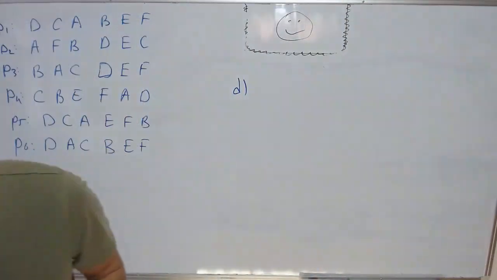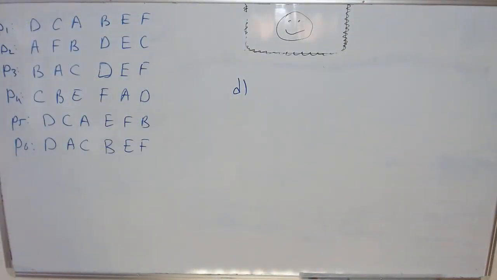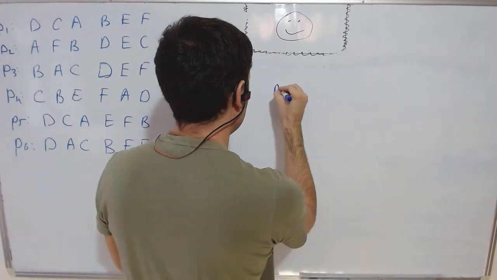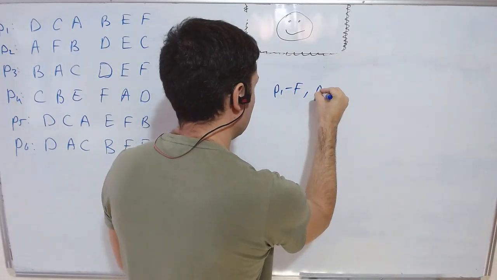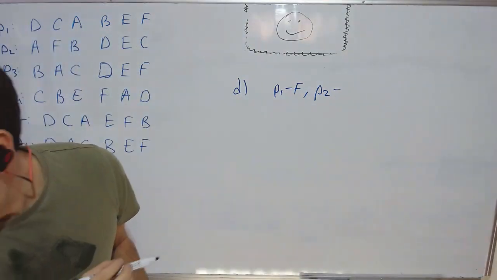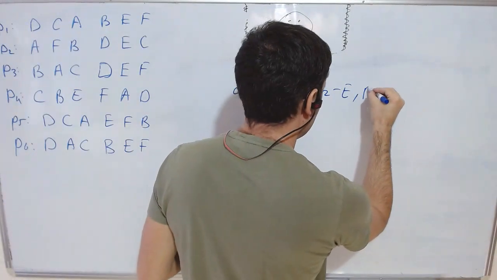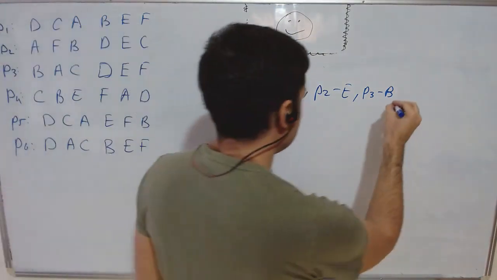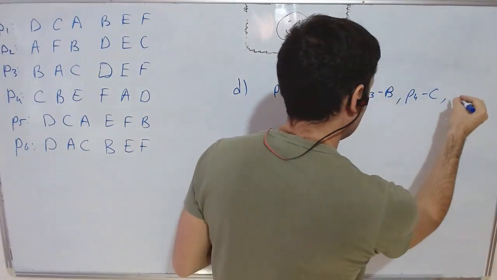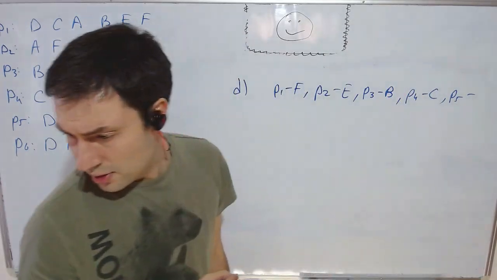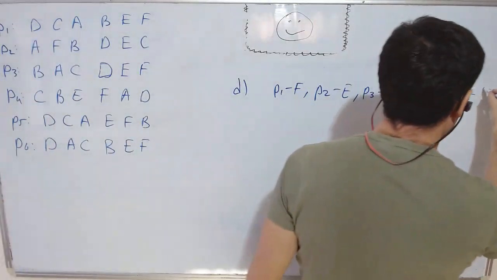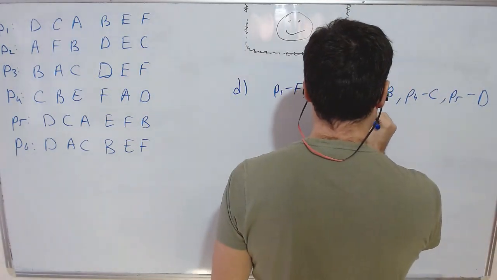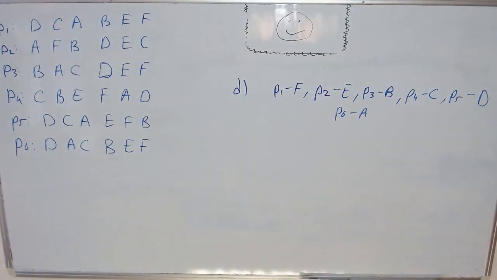In part D, we have the same question, but a different result. So we need P1 to be in F. We want P2 to be in E. We want P3 in B, P4 in C, P5 in D, and P6 in A. So that's part D: F, E, B, C, D, A.